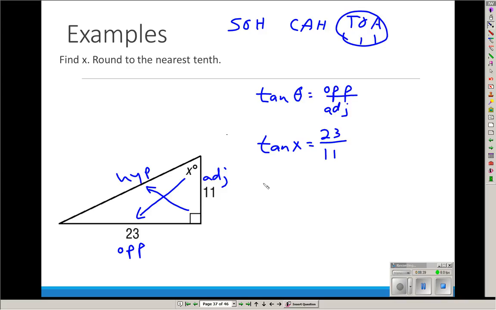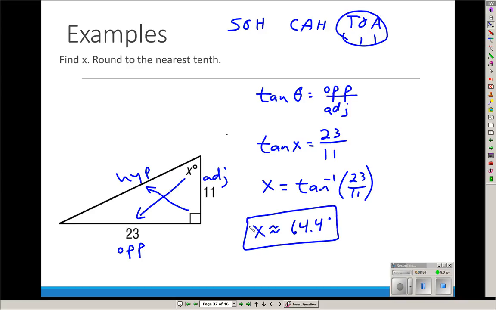When x is the angle, do the arc. Arc tangent. So we'll do arc tangent of 23 over 11. When you punch that in, you get about 64.4 degrees. And that makes sense. That's about a 64-degree angle. Make sure that your answer is realistic, because if it's not, you might have made a mistake. Maybe you did tangent instead of arctangent, or maybe you were in radians instead of degrees. Always be in degrees.